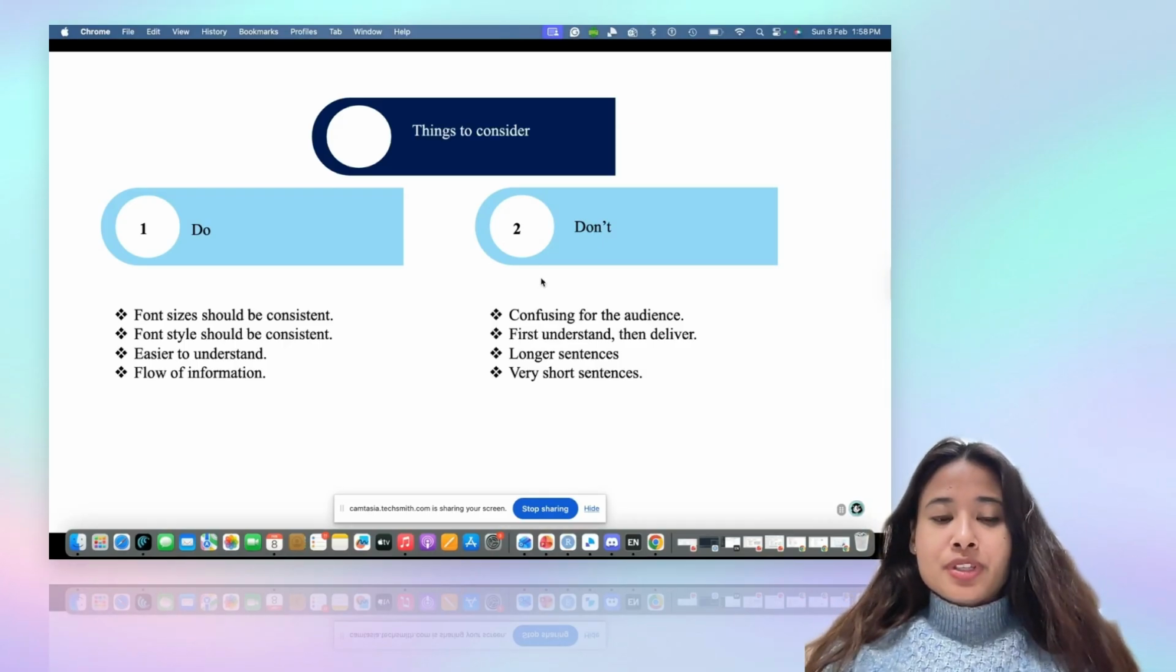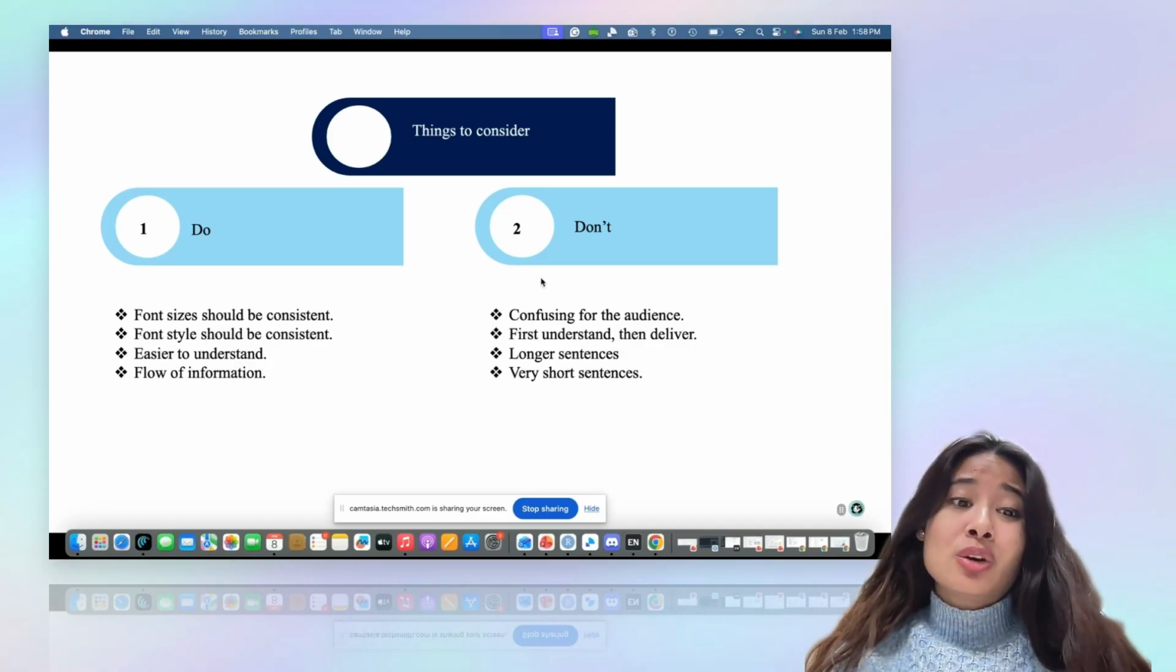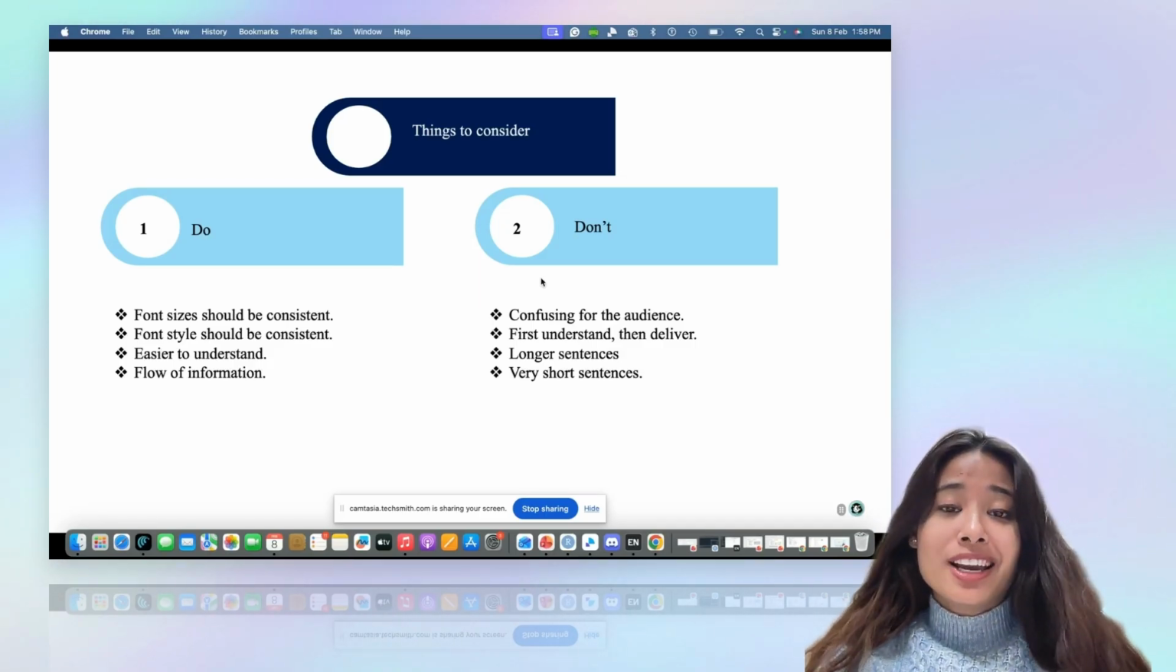Okay, so this is what I have to explain to you, with the do's and don'ts. Let's start with how the slide would actually look while we try to build one. So yeah, let's get started.